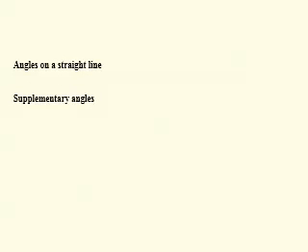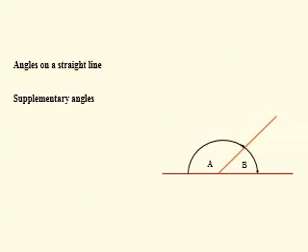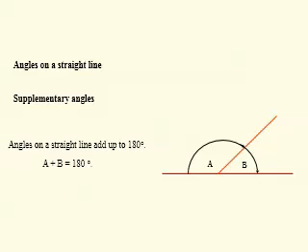Angles on a straight line form supplementary angles. Look at this figure. I have a straight line or a straight angle. We draw a line which is inside the angle. So now we have two angles formed. The sum of those two angles is 180. So we call the angles supplementary angles.